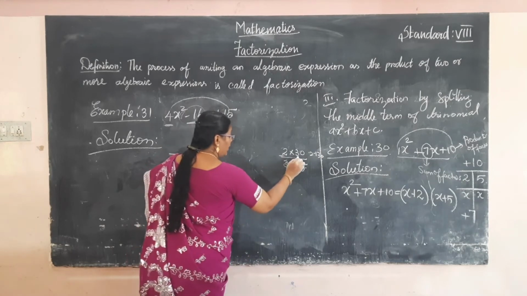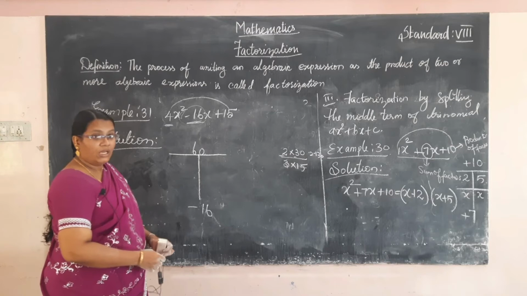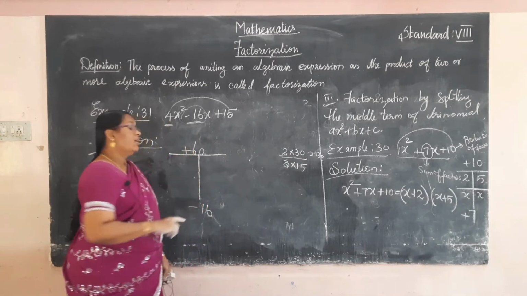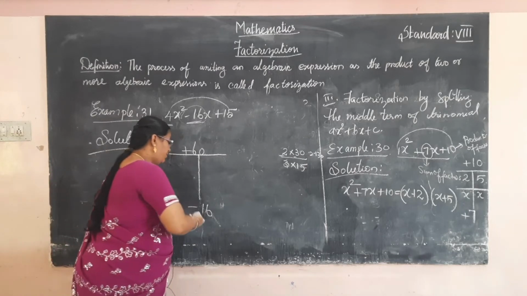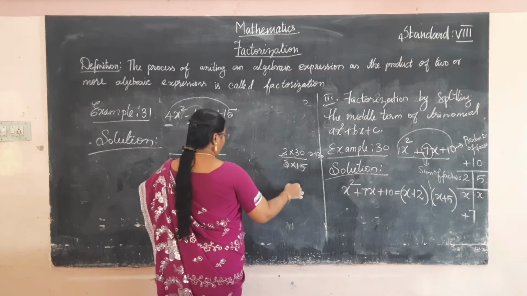If we consider the negative value, what do we get? Minus 32. Okay, so it is not possible. The product of the values we need is plus 60, and the sum of the factors we need is minus 16. So it's not possible. You will check one by one.